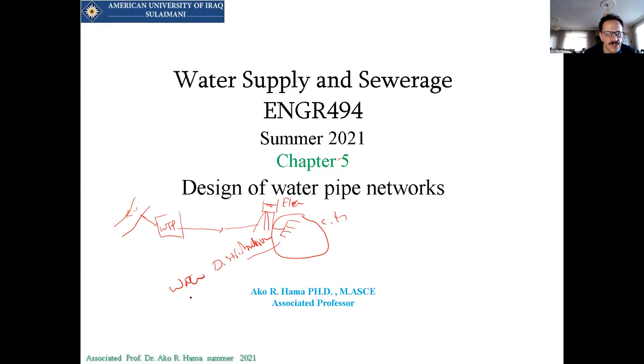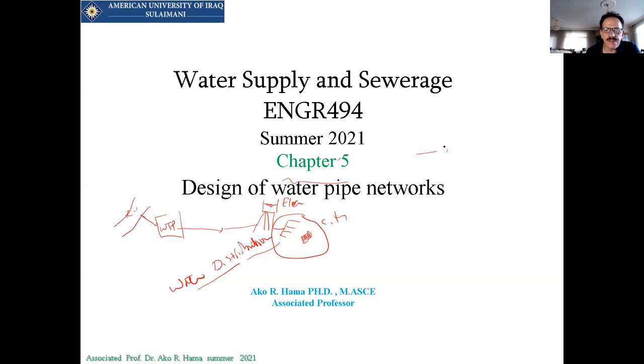The water distribution network, or water pipe network, is the last step of supplying water. After that, we have individuals or customers that need water. In this chapter, we will learn how to design it.